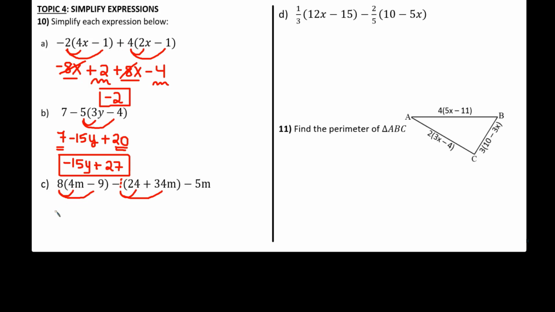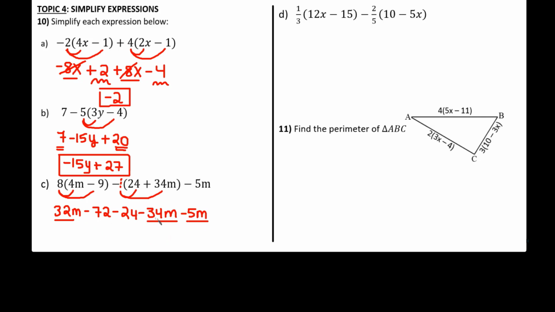So 8 times 4 is 32m. 8 times -9 is -72. -1 times 24 is -24. -1 times 34 is -34. And we bring down the -5m. Now we're going to combine like terms. So 32 combines with -34 and -5.